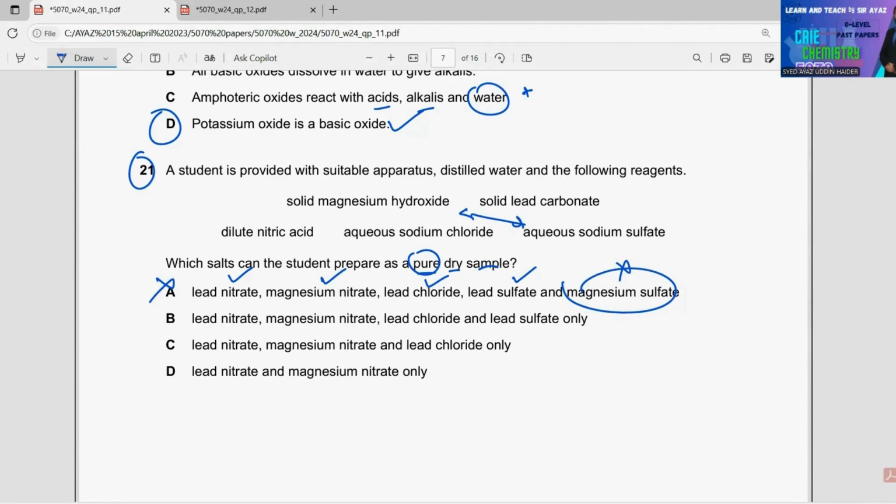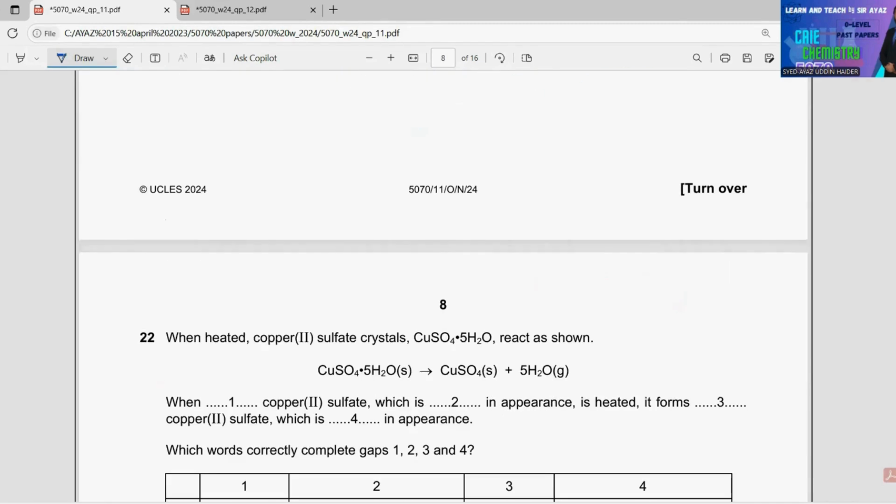So B: lead nitrate, yes. Magnesium nitrate, yes. Lead chloride, yes. Lead sulfate, yes. This looks correct to me. For your convenience, I am reading the other statements. The other statements are incorrect. We have limited samples. So B must be the right answer in this case. Moving to 22.